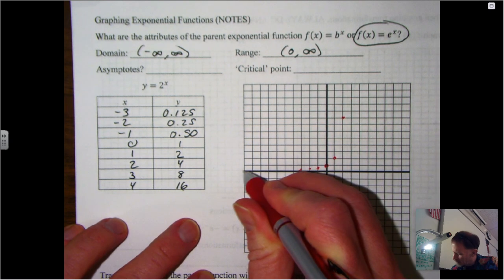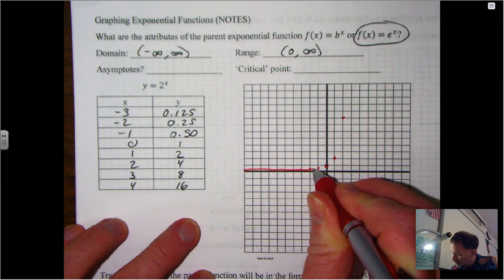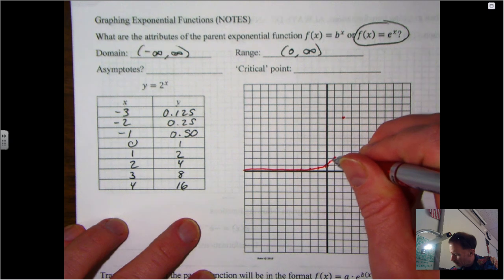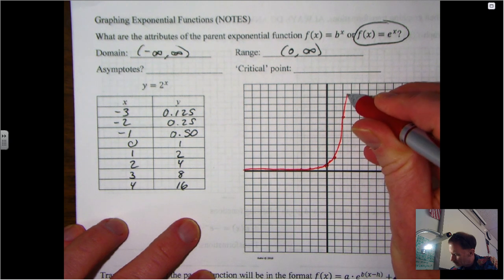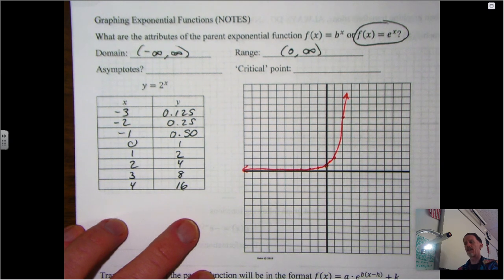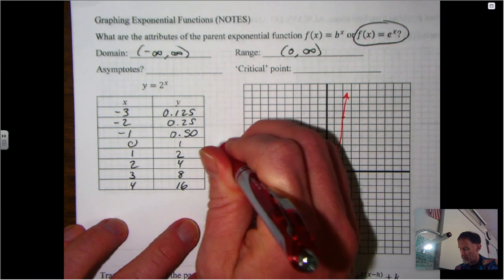So if this rings a bell, the graph is going to be asymptotic, never hits the x-axis, comes up, and then once it gets across the y-axis, it's going to go up pretty doggone steep. Okay, so that's kind of what the graph looks like. That's what the parent function looks like. And there's one point in particular that I really want to point out to you. It's what I call a critical point, and it's the y-intercept.